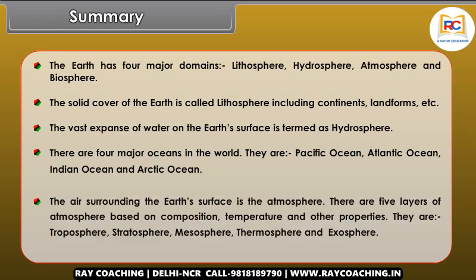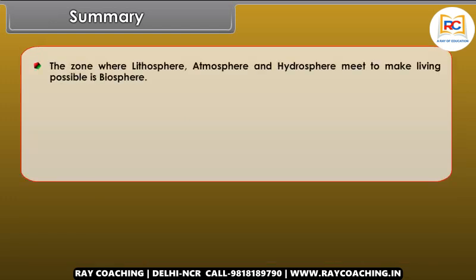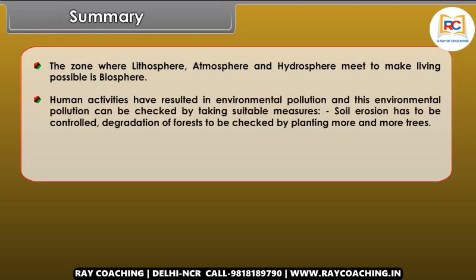The air surrounding the Earth's surface is the atmosphere. There are 5 layers of atmosphere based on composition, temperature and other properties. They are troposphere, stratosphere, mesosphere, thermosphere and exosphere. The zone where lithosphere, atmosphere and hydrosphere meet to make living possible is biosphere. Human activities have resulted in environmental pollution, and this environmental pollution can be checked by taking suitable measures. Soil erosion has to be controlled, degradation of forests to be checked.